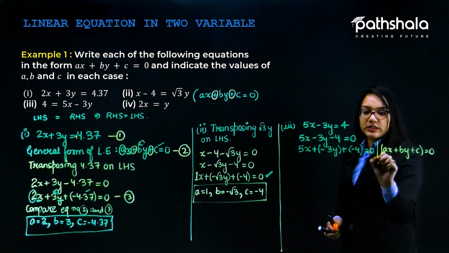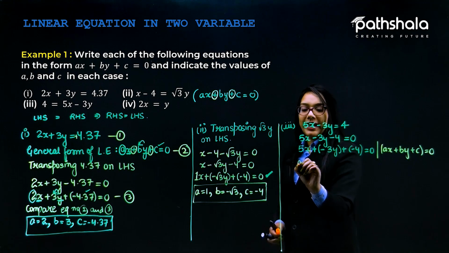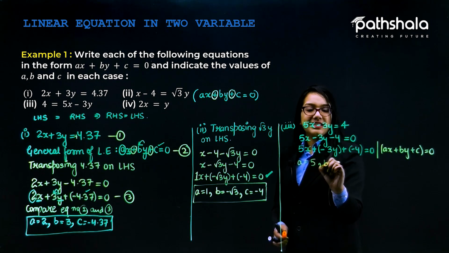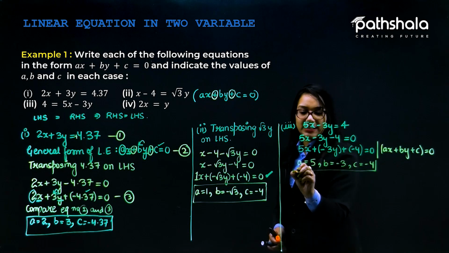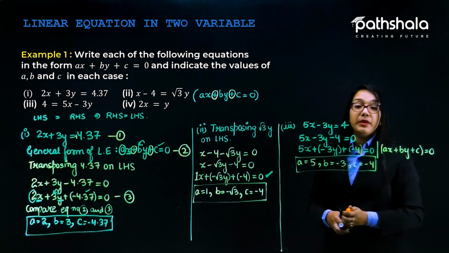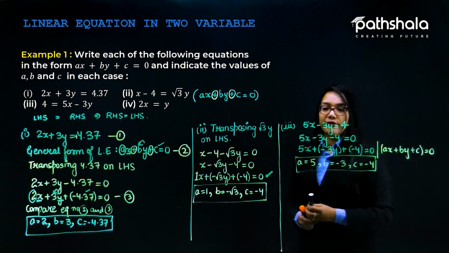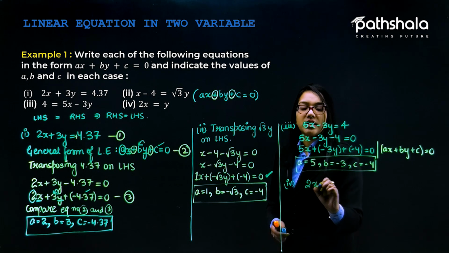So if we are comparing the values of a, b, c over here, we can see a is nothing but 5, b is nothing but minus of 3, and c is nothing but minus of 4. So this is nothing but the values that are related with this particular form. Now let's just move on further with the very last part, that is the fourth part, which is nothing but 2x is equal to y.